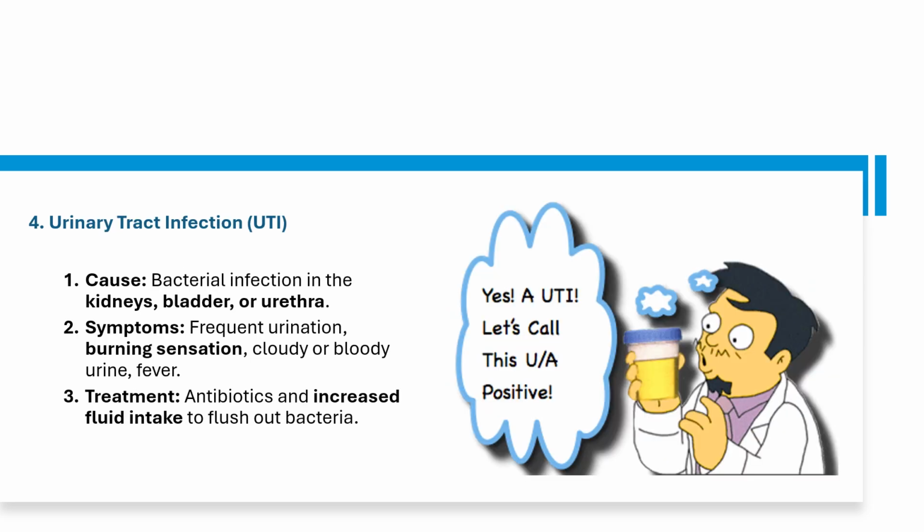And the other type of disorder related to this system is urinary tract infection, commonly known as UTI. Bacterial infections in the kidneys, bladder, or urethra might cause the UTI. Some of the symptoms are frequent urination, a burning sensation during urinating, cloudy urine or bloody urine, and fever. The common treatments are antibiotics and increased fluid intake. They are given to flush out the bacteria in the body.